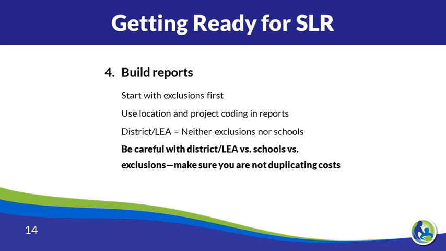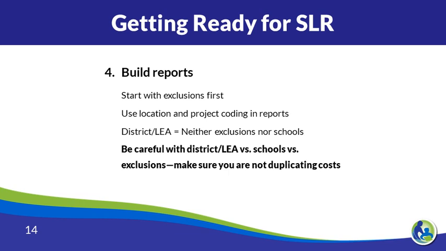Next, build reports in your own system. Start with the exclusions first. Those come off the top, and it makes sense to take those out before getting onto the remainder of your costs. Use location and project codes when you are generating reports. The idea is that if you set up your books correctly, putting together these reports will not be overly difficult.